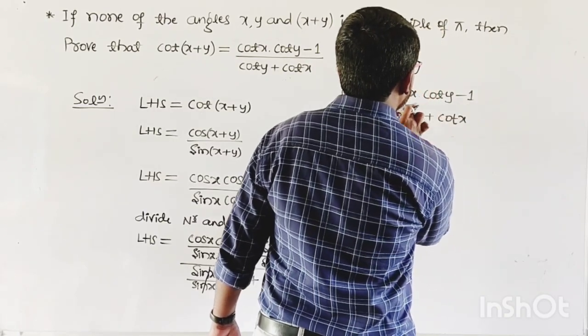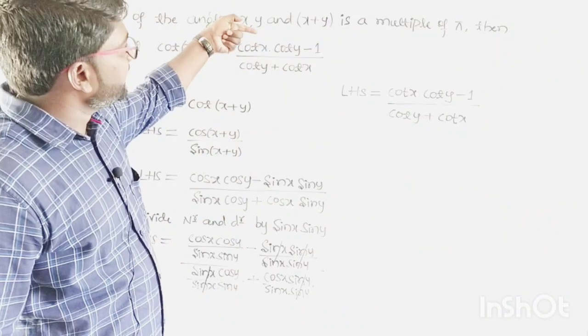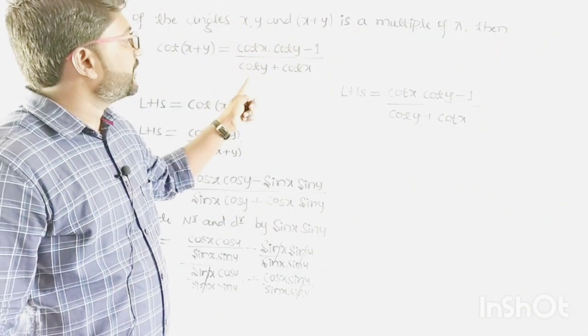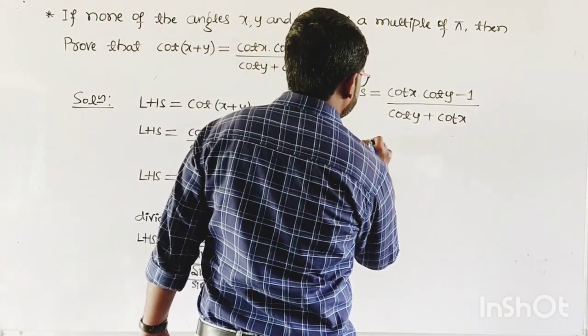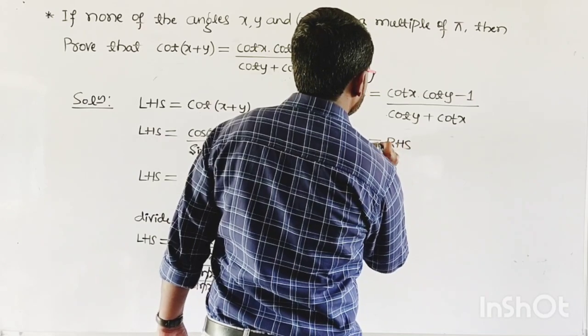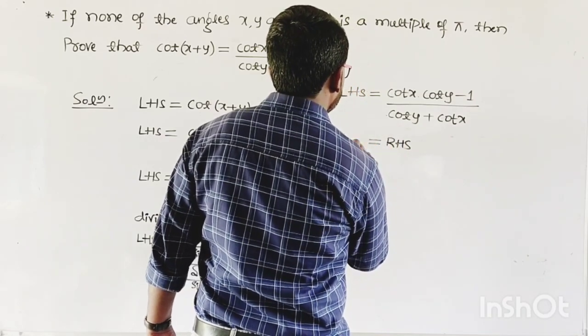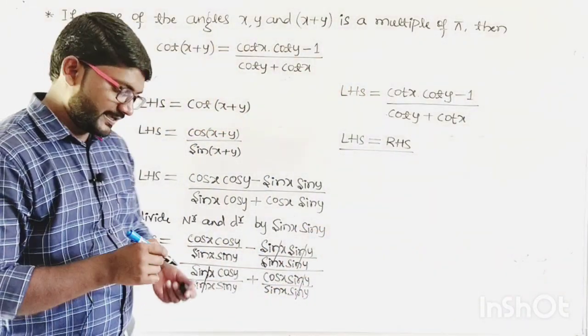So check the RHS of the given question. It is cot x cot y minus 1 divided by cot y plus cot x. So this is our required RHS. Here we have proved that the left hand side is equal to the right hand side.